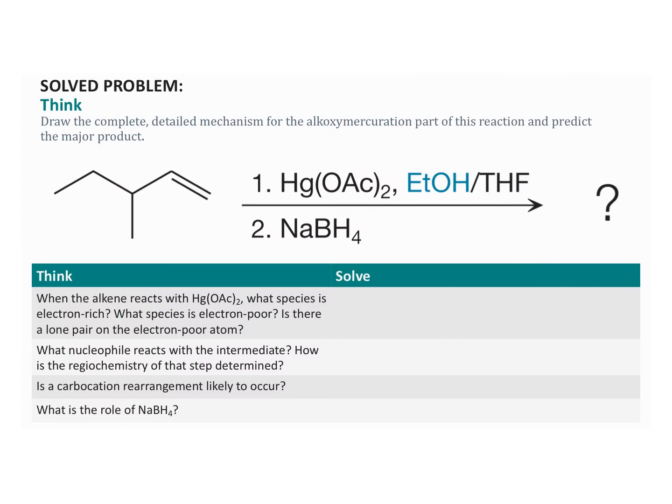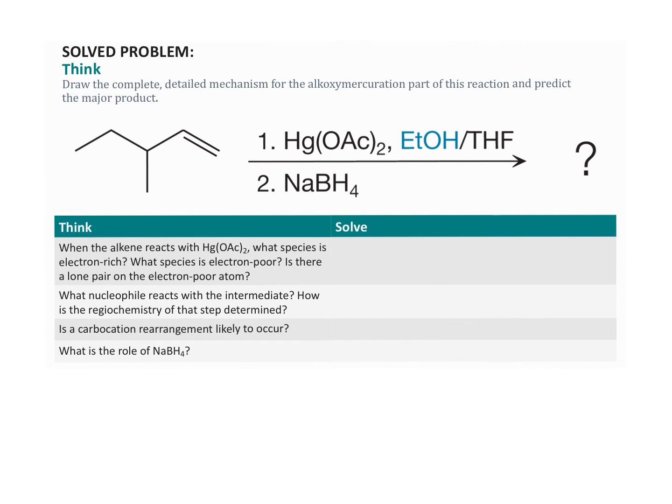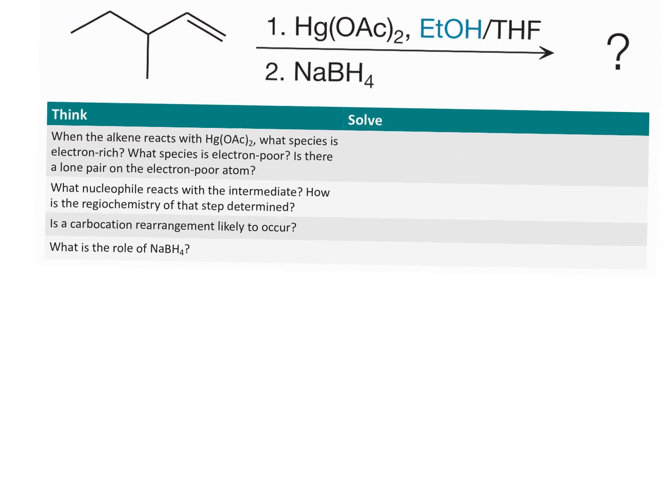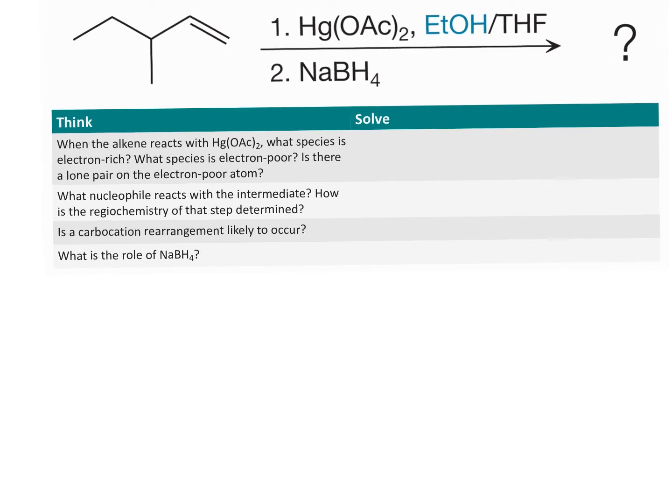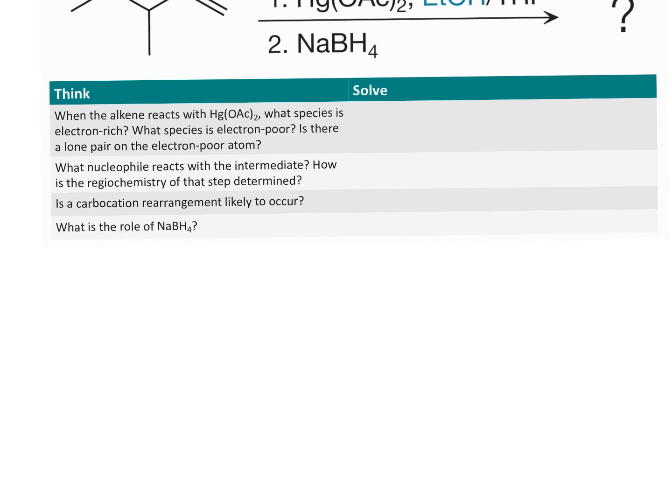This problem says, draw the complete detailed mechanism for the alkoxymercuration part of this reaction and predict the major product. So let's look at this. Here are some questions that we need to ask ourselves. When the alkene reacts with mercury acetate, what species is electron rich and what species is electron poor? And then, is there a lone pair on the electron poor atom? When we think about that first question, I left myself no room, and I probably didn't leave you any room, so I apologize. So I'm going to come down here.